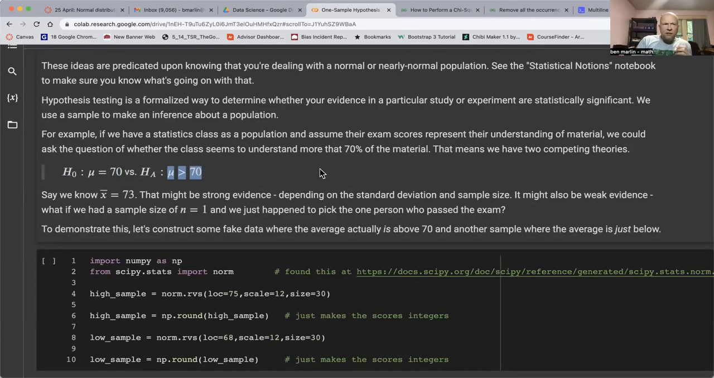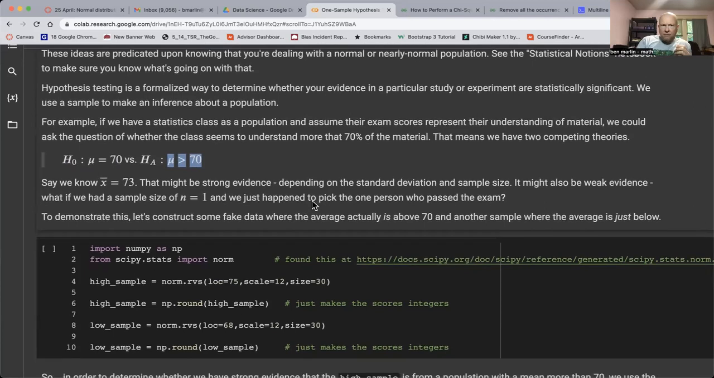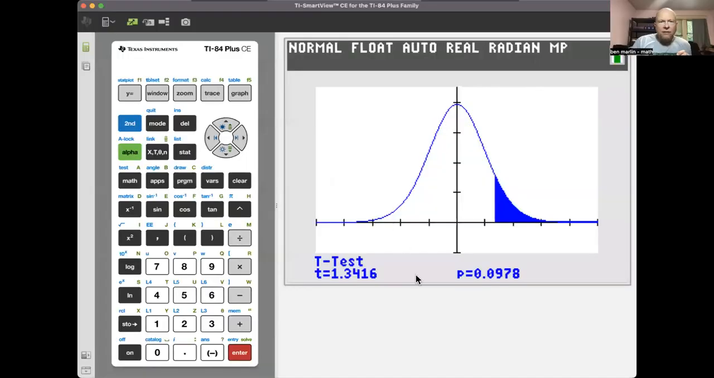So the notion is that if you've got a sample that's in that kind of direction, then you can do some testing. Let me show you a picture that is associated with this sort of thing.